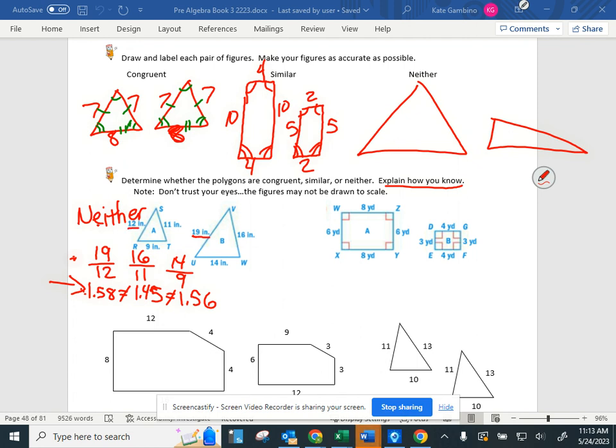Aiden did B over A, B over A, B over A. You could do A over B, A over B, A over B, and you would see that they're either proportionate or not proportionate. It doesn't matter which shape you put on top and which one you put on bottom, as long as you stay the same. B's are all on top, A's are all on bottom. A's all on top, B's all on bottom.